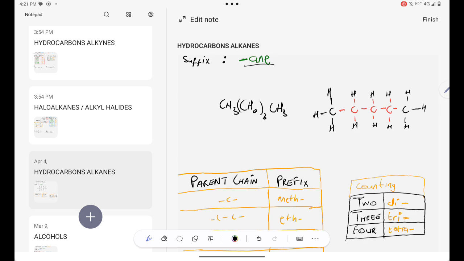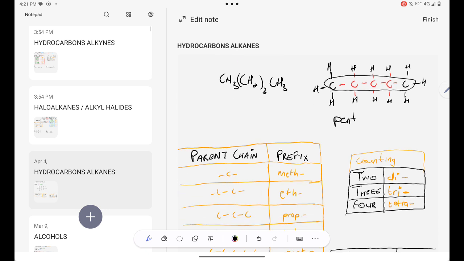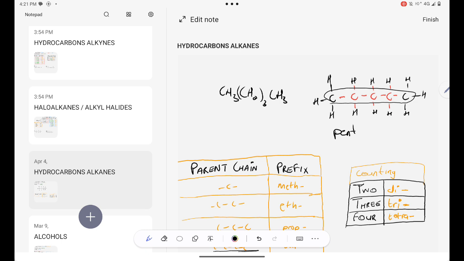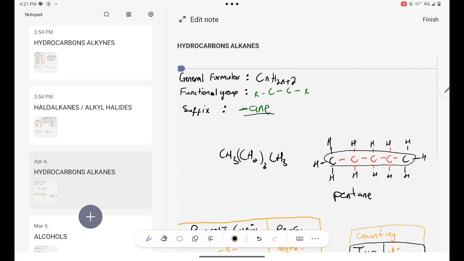You'll simply say this should be a pentane. Why? Because the parent chain has 5 carbons. If I have 5 carbons, the prefix should be pent, and my suffix is always ane for alkanes. That's how, guys, you're supposed to deal with alkanes.